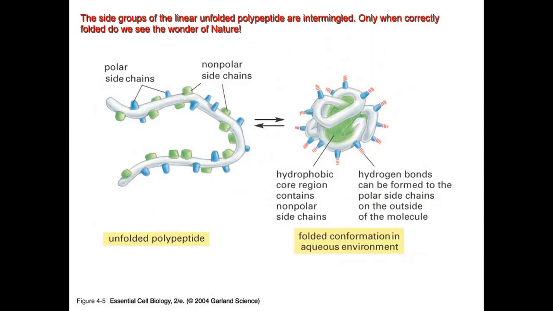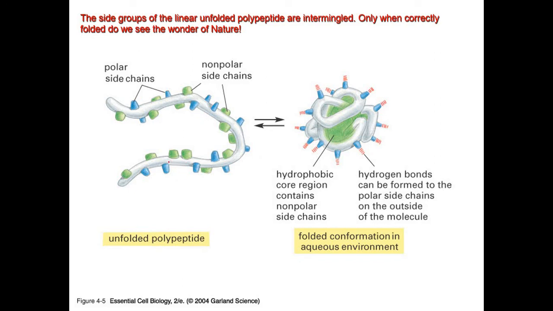So the side groups of the linear unfolded polypeptide are intermingled. Only when correctly folded do we see the wonder of nature. Okay, so they're not really in a straight form, these side chains. These are the side chains, okay? The blue, green, okay? So these are not actually in a straight form. This is the unfolded polypeptide.